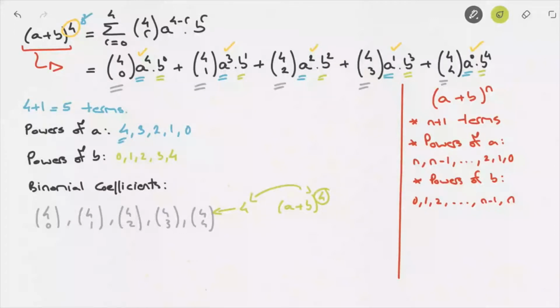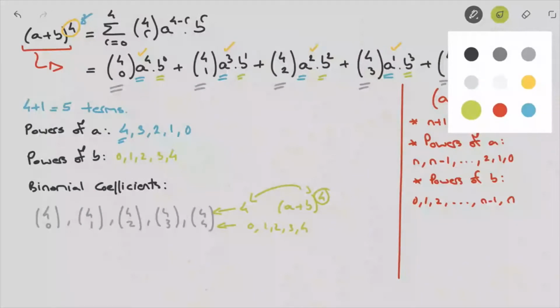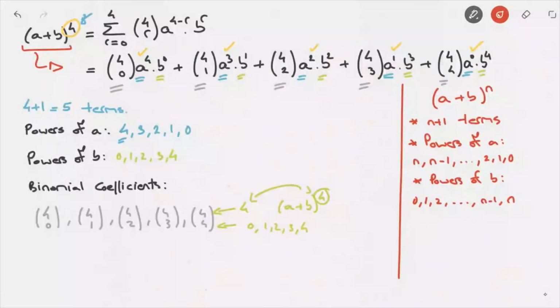And the bottom digit is just following a pattern. It's consistently going from 0 up to 4. So 0, 1, 2, 3, and 4. And in fact, that will also always be the case. Regardless of the power to which we raise this binomial, the binomial coefficient for (a + b) raised to the power of n will always go n,0, followed by n,1, followed by n,2, and so on, all the way up to n,n.